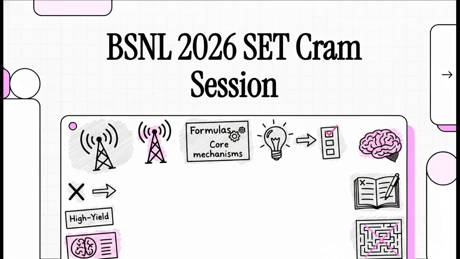We are bypassing all the basic background noise and going straight for the jugular: the high-yield formulas, the core mechanisms, and, honestly, most importantly, the exact traps those test makers are going to use to try and steal your points. So get your notebooks ready, get focused, and let's dive into this high-intensity review. We're going to maximize that technical score today.